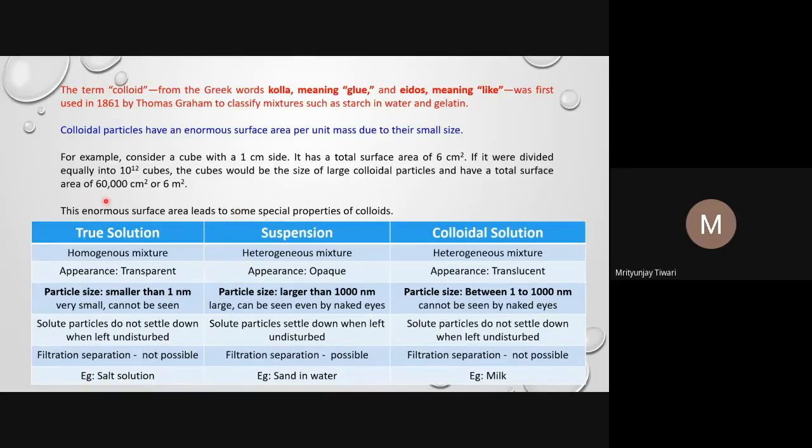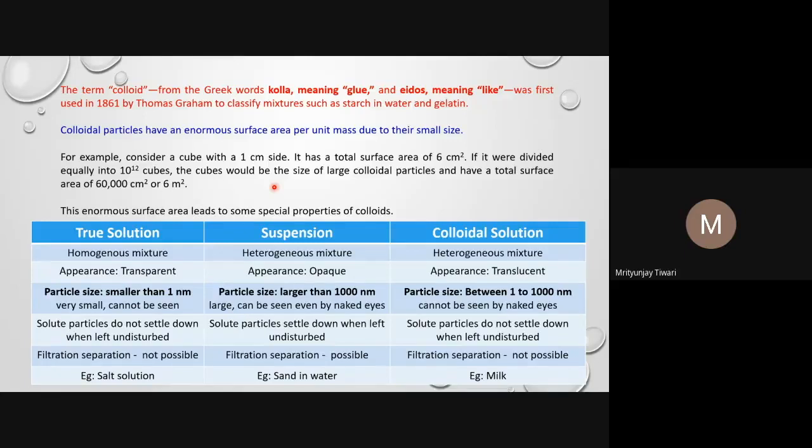If you look at an example, consider a cube with 1 centimeter side. A cube with a 1 centimeter side has six faces, and each face has a surface area equal to 1 square centimeter. Six faces will have a total surface area of 6 square centimeters. The volume of this cube will be 1 centimeter into 1 centimeter into 1 centimeter, so 1 cubic centimeter.